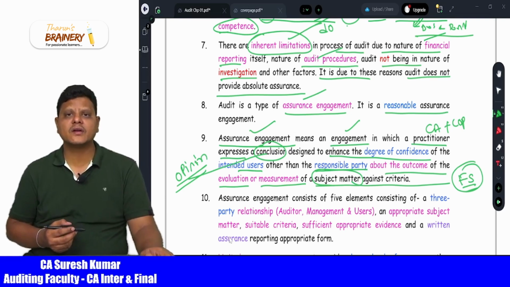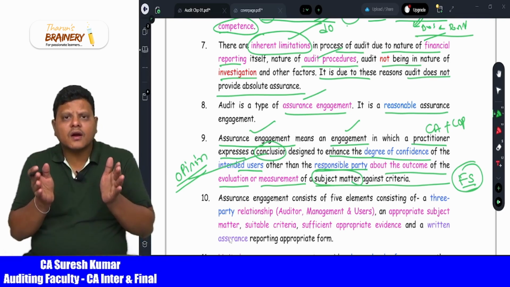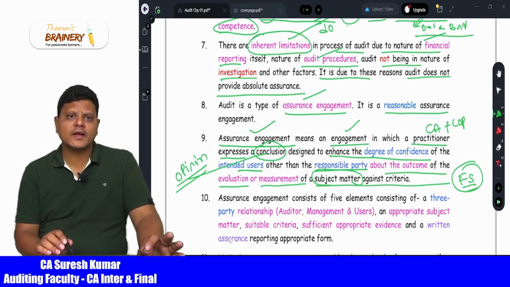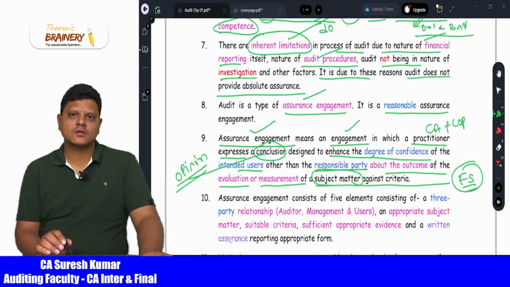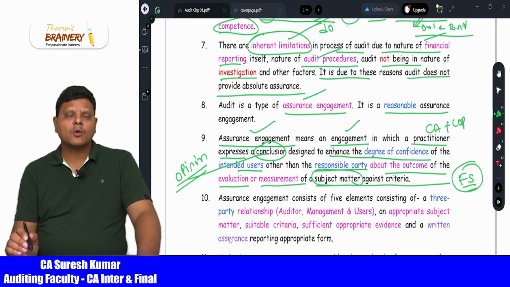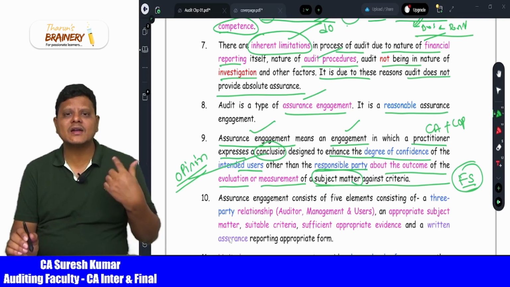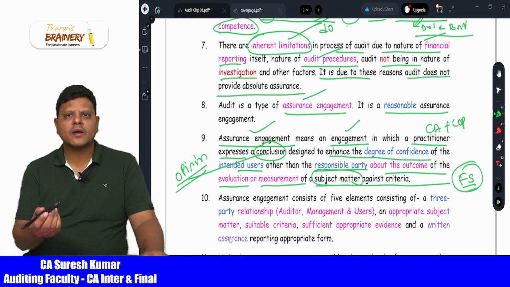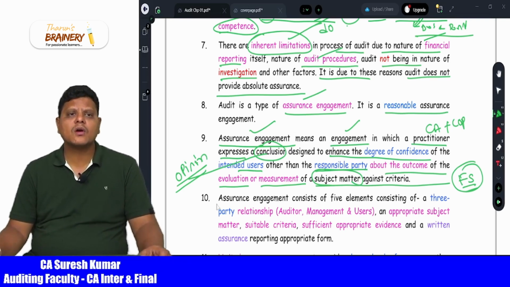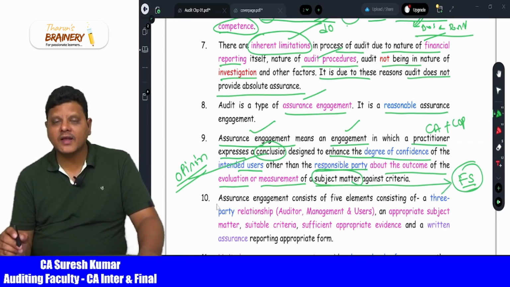One line summary of the entire discussion: when an auditor gives an audit report, that means when he gives the opinion, it is only to enhance the confidence of the users of financial statements. Whenever I give the opinion, I am giving it only for the intended users, whoever may be using my report. I am going to give the report on what subject matter? Simply to understand, financial statements.